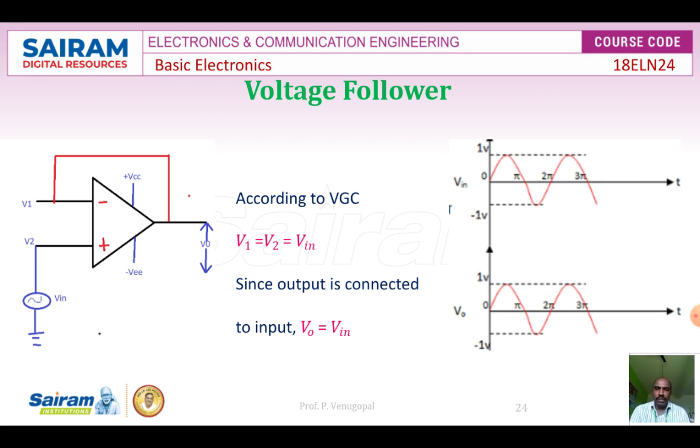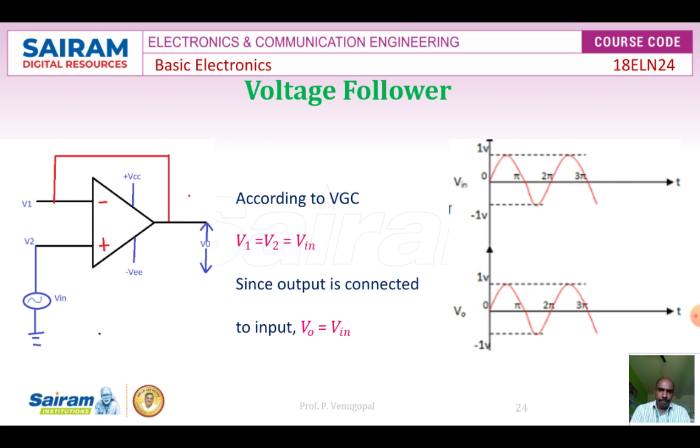If you apply the virtual ground concept, V2 is equal to Vin is equal to V1. Since there is no feedback element between the output and input, V0 is equal to V1. Since V0 is equal to V1, V0 is equal to Vin, because V1 is equal to Vin as per the virtual ground concept. Since the output voltage is equal to the input voltage, the output voltage follows the input voltage. Divide both sides of the equation by Vin, you will get V0 by Vin is equal to 1. This indicates that the voltage gain of the voltage follower is always equal to unity.